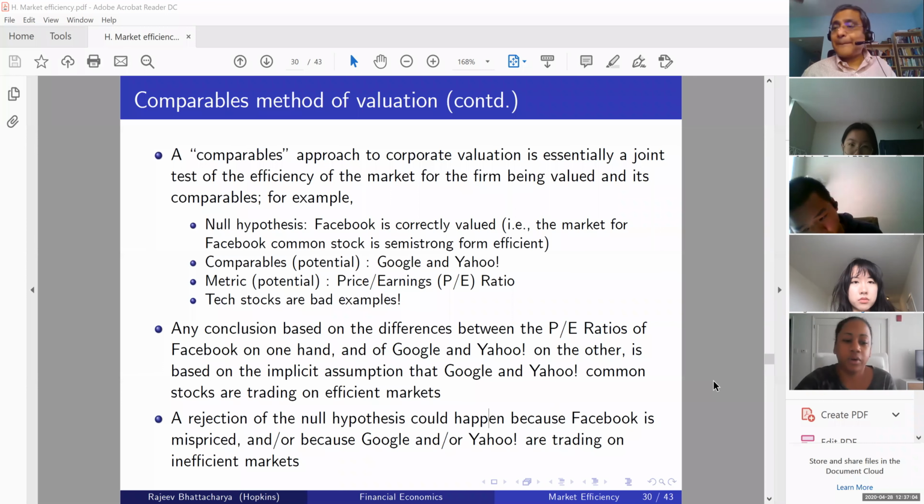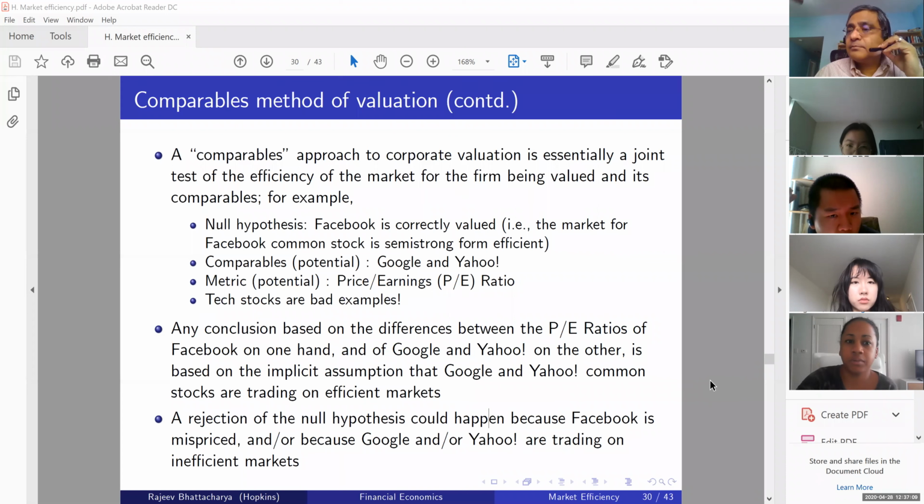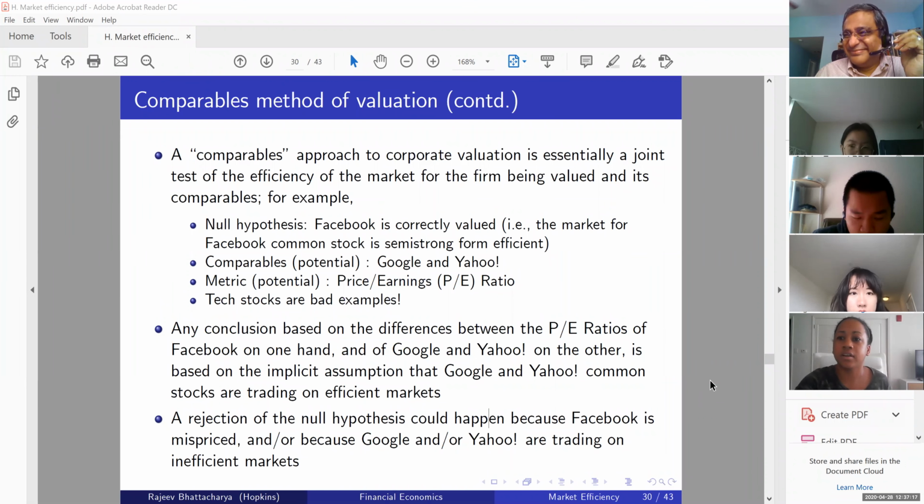Any questions before we move on? Yes. So when looking at PE ratios and trying to analyze them, would it be safe to say that you can't really look at it for one period of time? You have to look at the changes of it.